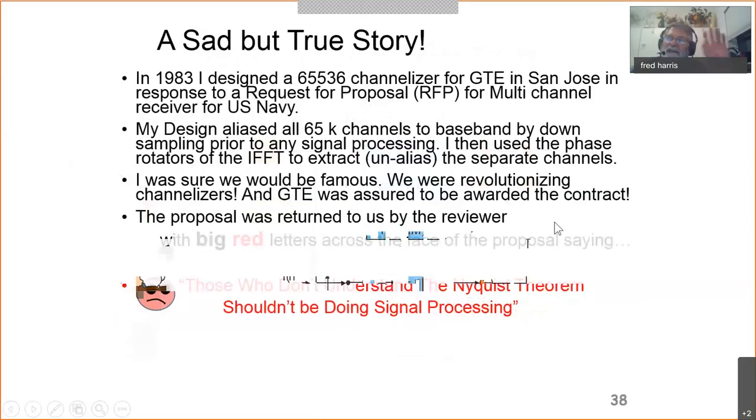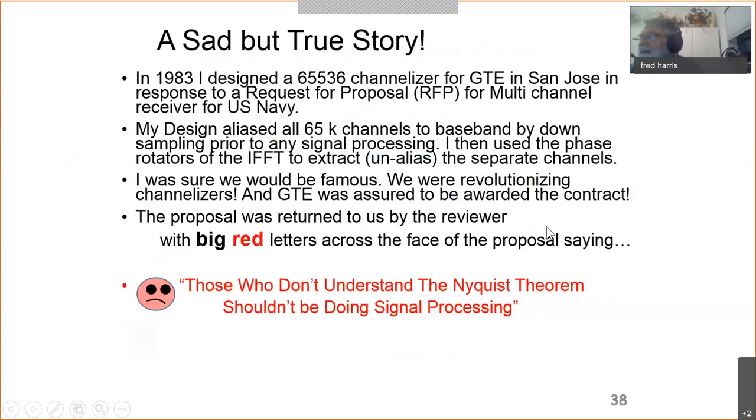Okay. Funny story. Many, many years ago, probably about 1983, 1985, I designed the 65,000 channelizer for General Telephone and Electric up in San Jose. And my design aliased all 65,000 channels to baseband. And we submitted our design to the Navy, who was building basically a big surveillance receiver. And I thought we were going to become famous. We were changing how people solve problems. And GTE was certainly going to get the award because that was the cleverest design the reviewers would have seen.